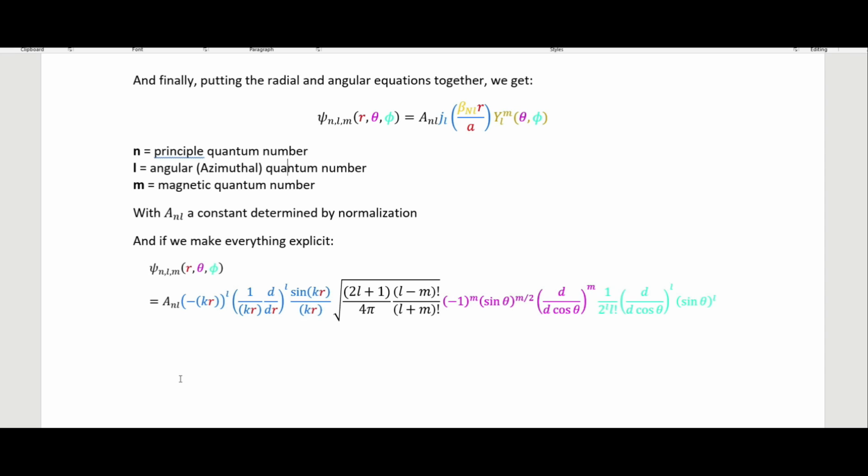And if we make everything more explicit, adding in all this stuff here in blue, this is the spherical Bessel function right here. So this is the generator of the spherical Bessel function. Then remember, this big radical here was a normalization for our spherical harmonics. And this bright purple here is part of our spherical harmonics, so it's the part of the associated Legendre polynomial, and then here in the teal color is our Legendre polynomial.